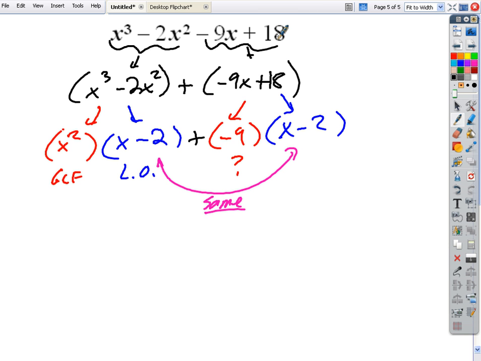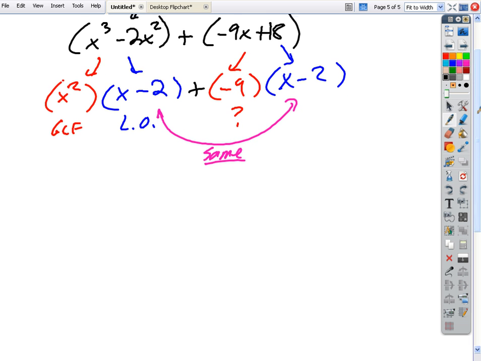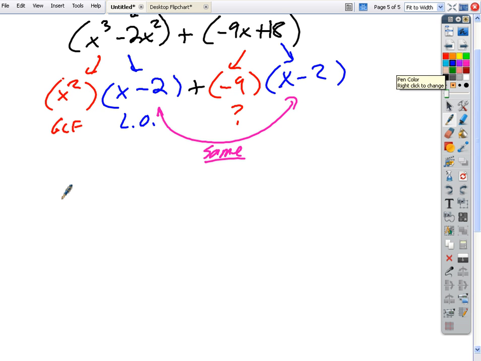So we end up with, let's see, if I pull out from each of the two terms the x minus 2, we're left with x minus 2 times what? What's left over when I take those away from each term? X squared minus 9. X squared minus 9. Okay, so there we go.